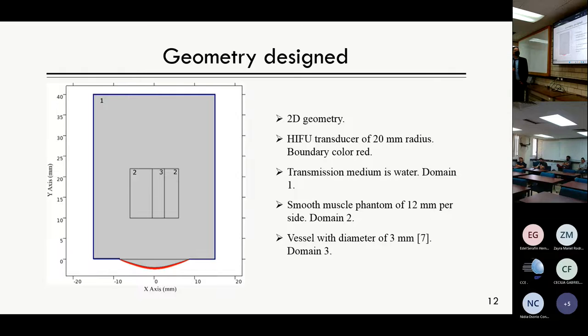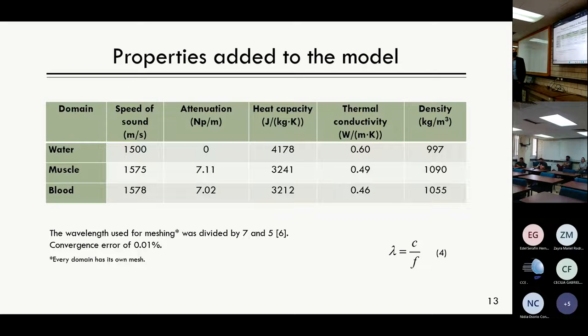And inside of this phantom, a vessel is drawn with a diameter of 3 millimeters, shown as domain number three. The boundary in the blue color is the impedance contour put around the geometry to avoid reflections in the simulation. Every domain has different properties that were added, both their acoustic properties and the thermal properties.